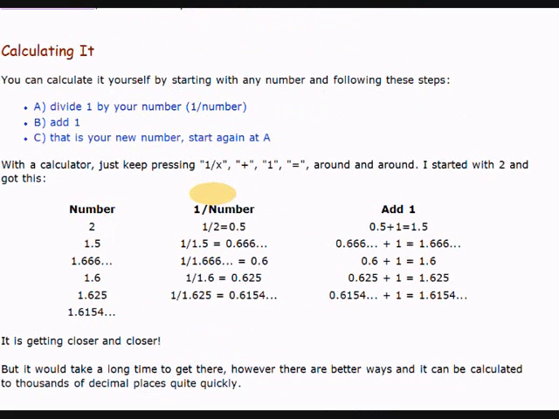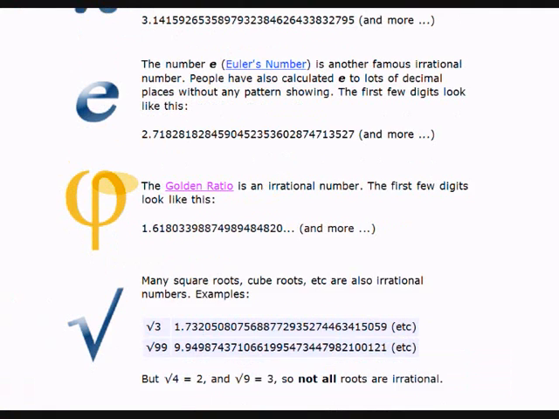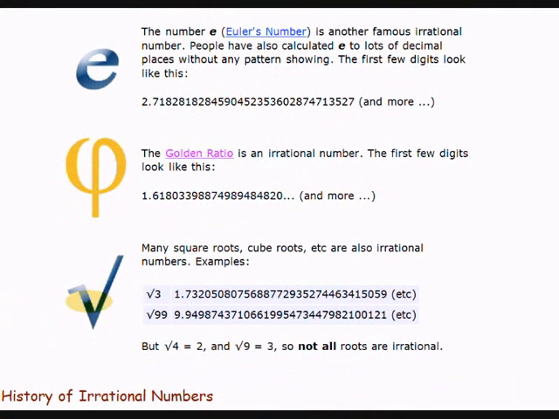Roots etc. are also irrational numbers, like square root of 3 is irrational, square root of 99 is irrational. But square root of 4 equals 2 and square root of 9 equals 3, so not all roots are irrational. Don't come to a conclusion that all square roots are irrational. Okay.